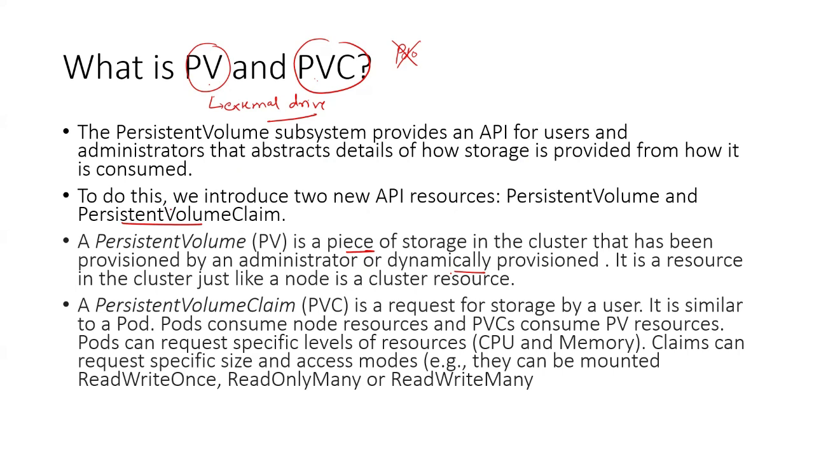Then the second definition: what is PVC? Whenever a user wants to consume storage, they need to claim it, and that is exactly what a PVC is. A PVC is a request for storage by a user. It is similar to a pod. When a pod requests a resource, the node provides the resource. Similarly, a PVC will request the resource.